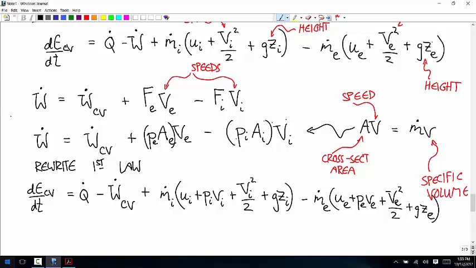Okay, so why did I show you all this? I mean, it's a derivation, but, you know, there's some use for derivations. That's specific volume. Yep. That's speed, yep.